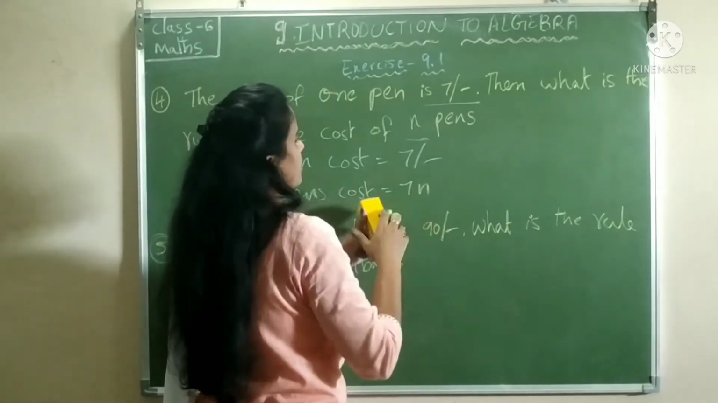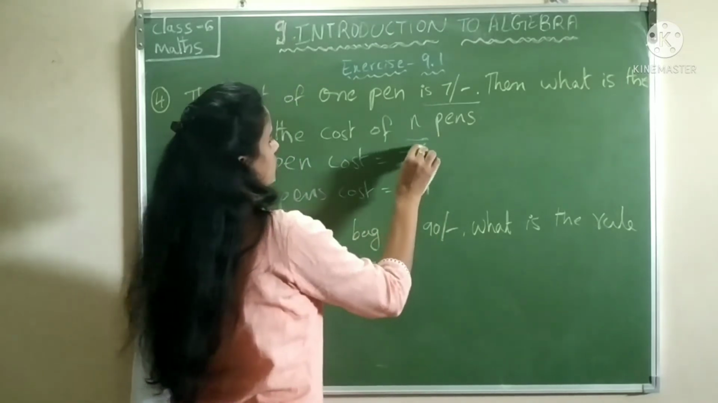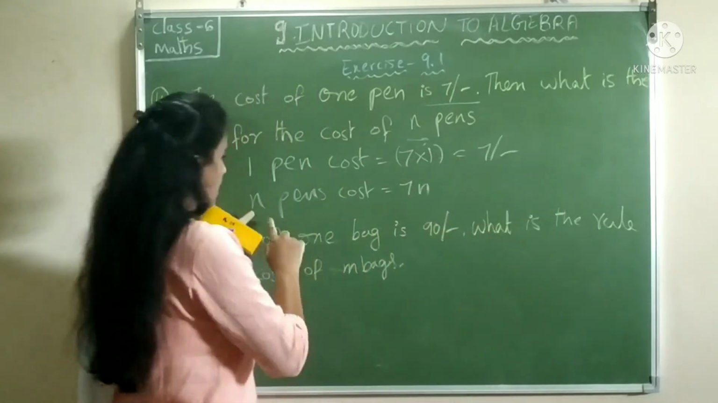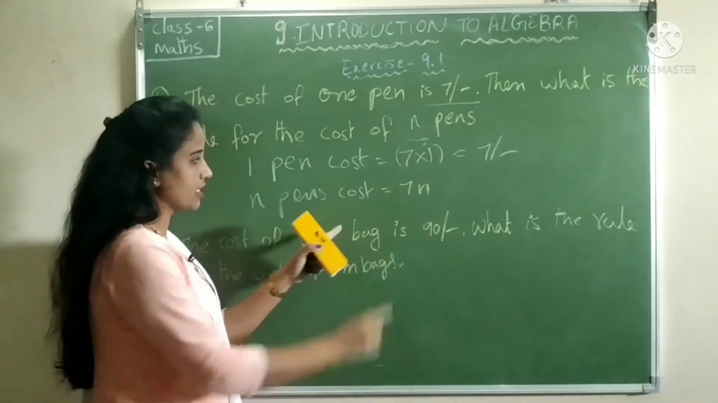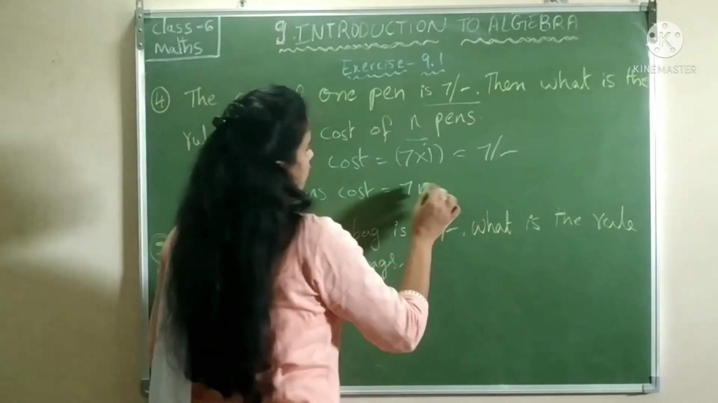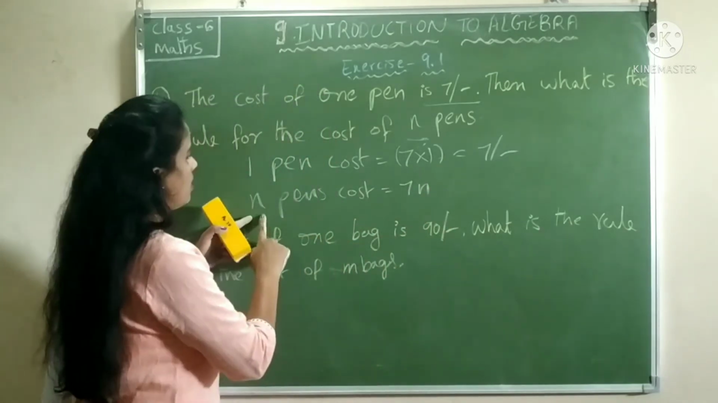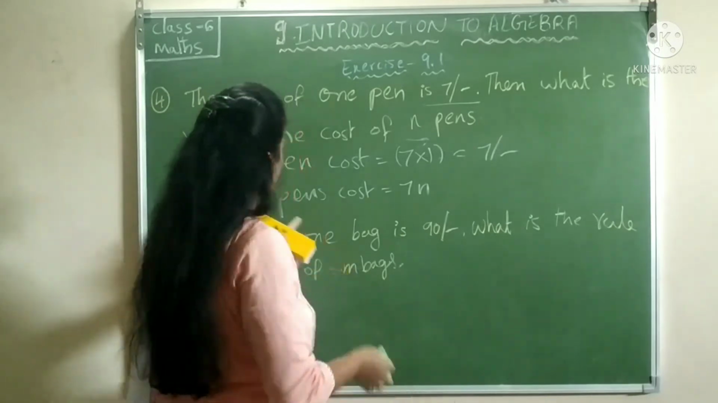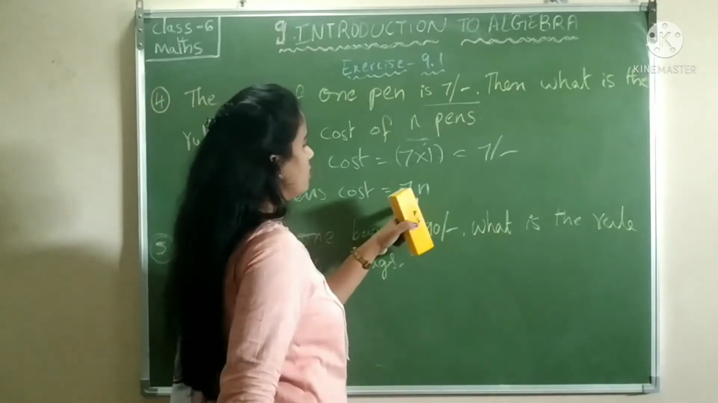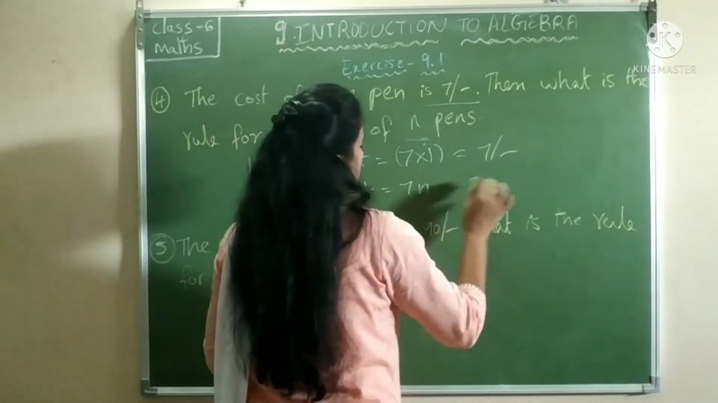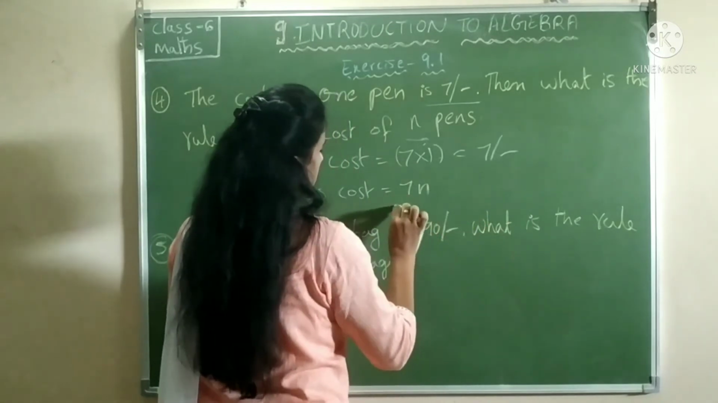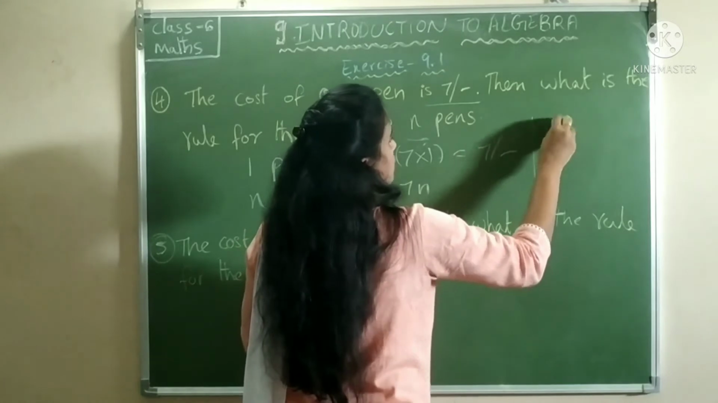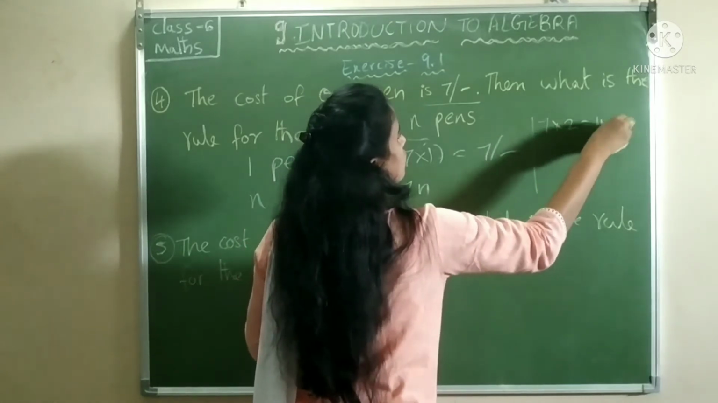Here see, 7 into 1. The cost of 1 pen is 7 into 1, that is 7 1s are 7 rupees. Here the cost of n pens is 7 into n, that is 7n rupees. We don't know the number of pens here. If you need 2 pens, then 7 2s are 14 rupees. For example, n is equal to 2, then 7 into 2, 14 rupees.